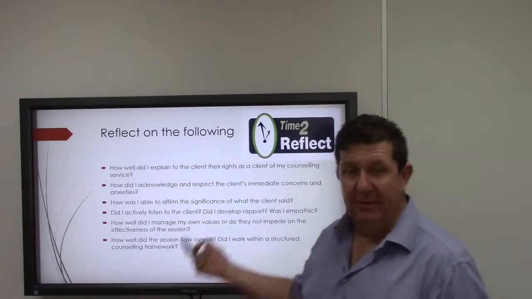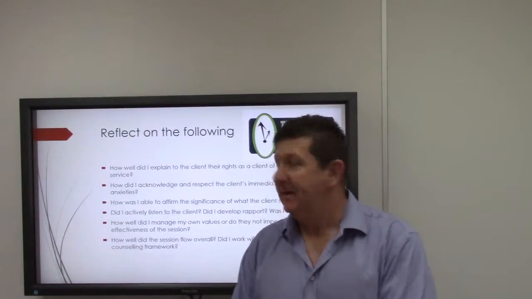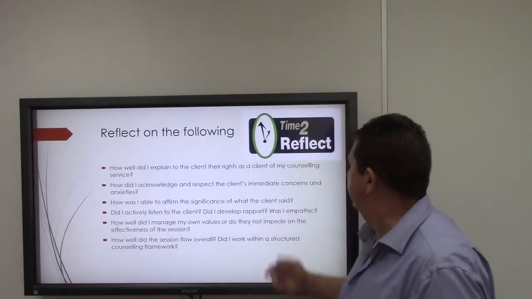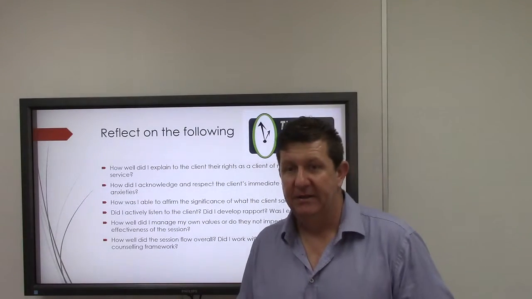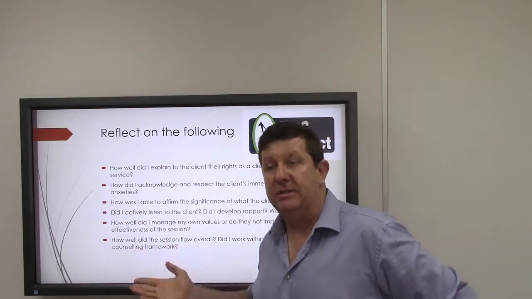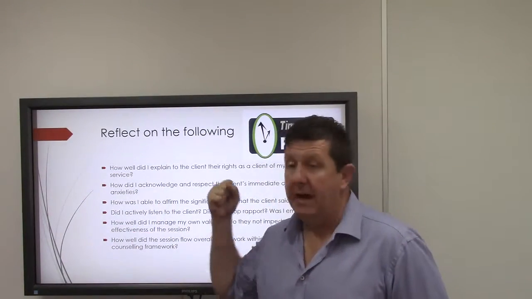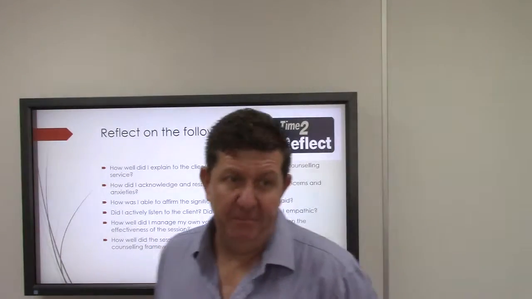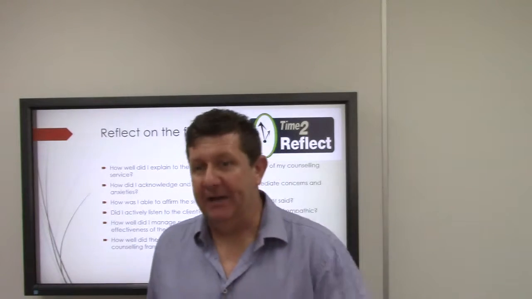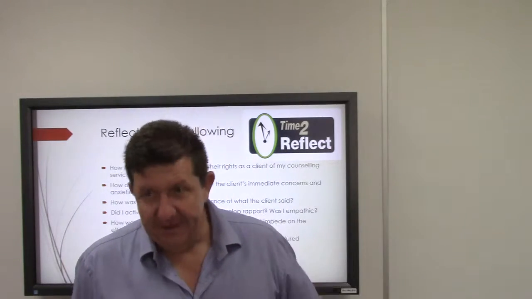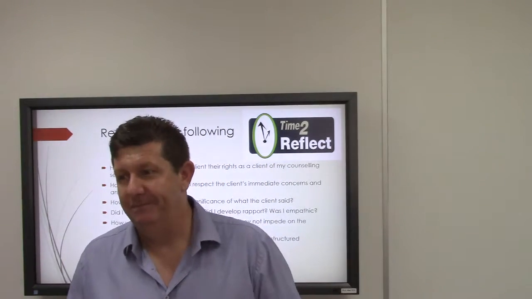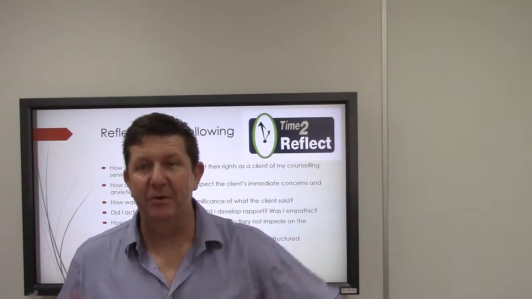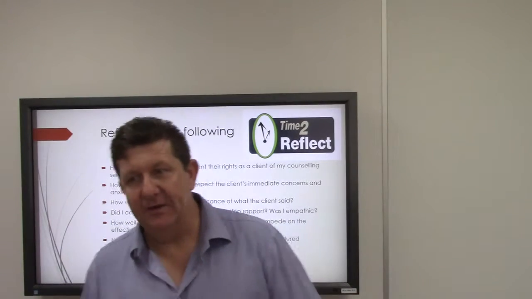Reflect on, in other words, the sentences. And so number one is, how well did I explain to the client their rights as a client of my counselling service? So that's the question for number one. So how well did I explain it? You can say, I think I explained it well because I did this and this and this. So don't just say, I think I did it well. Just say why you did it well. So that's part of making up your 100 words on that topic.